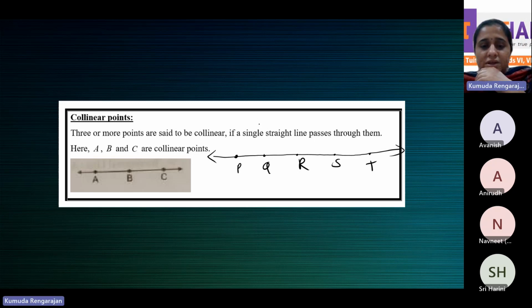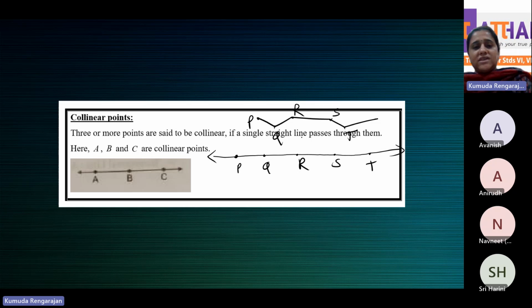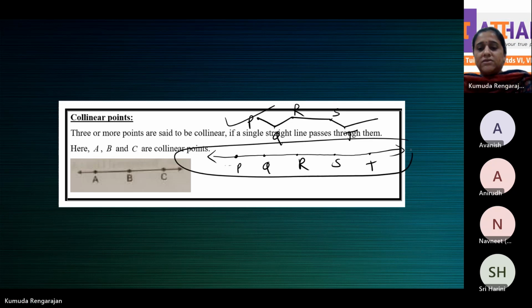See, these are not collinear points. Supposing this is point P, this is point Q, this is point R, this is point S and T. Now here P, Q, R, S, T, they are not collinear. They don't lie on the same straight line. Here they are collinear. They lie on the same straight line. Here they are not collinear.